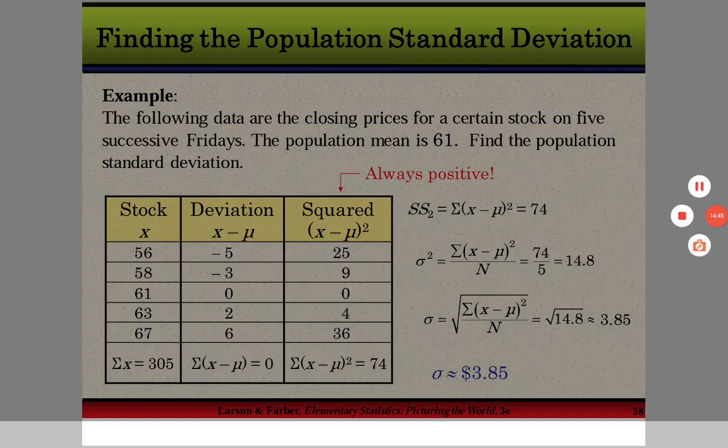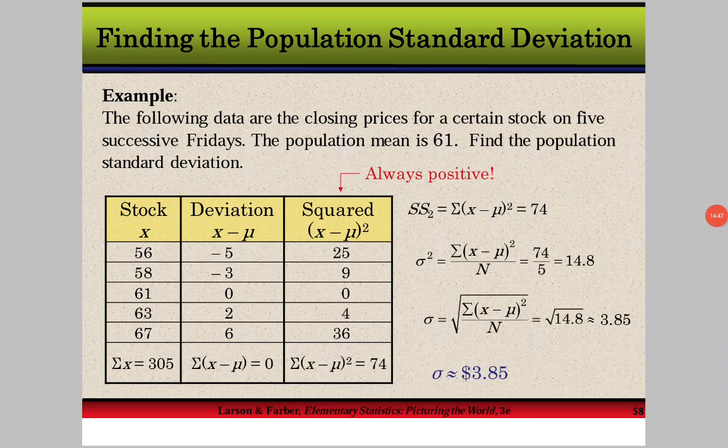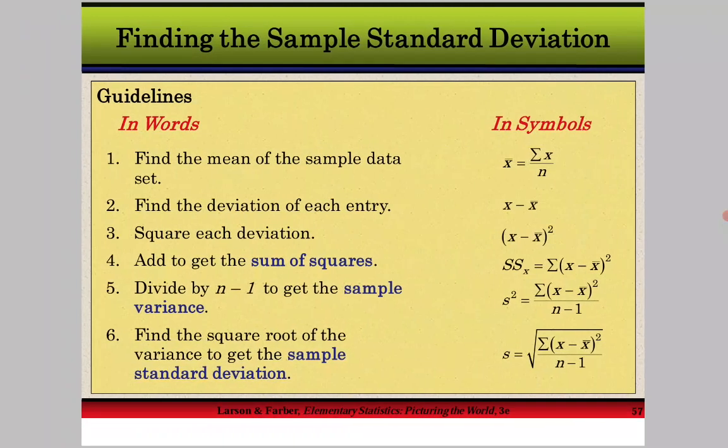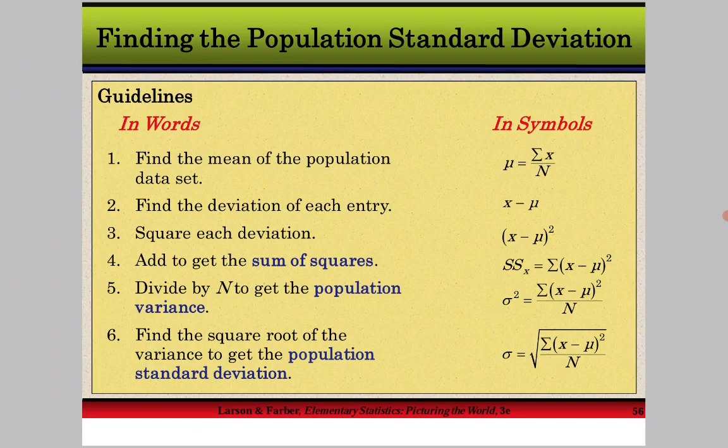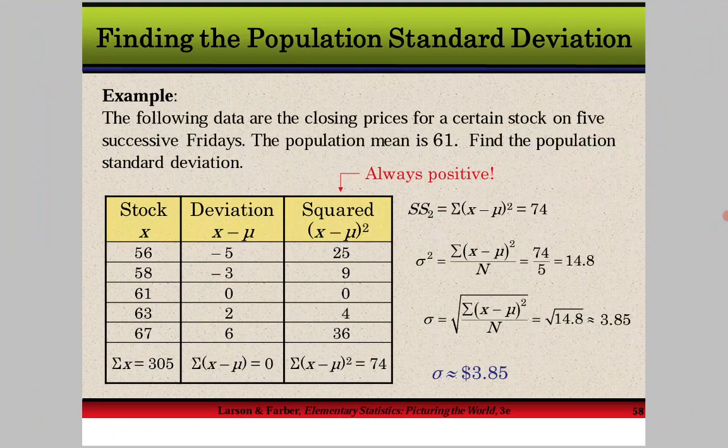So in the next slide we are going to find out how to find the population standard deviation. In the previous slides we used two formulas to find the population standard deviation and the sample standard deviation. In this slide we are taking some examples of data sets for finding population standard deviations.